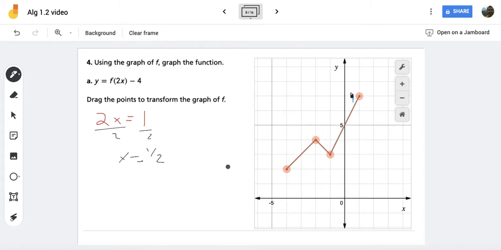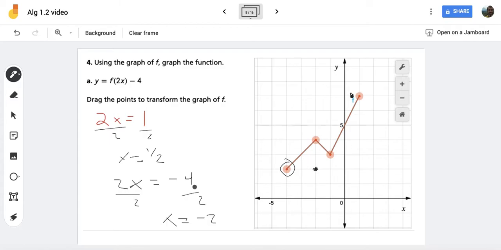And then let's say I want to find out where this point goes. That's at negative 4. So I write 2x equals negative 4. Divide both sides by 2. In fact, it's always dividing by 2, and that's a key. Negative 4 divided by 2 is negative 2. So I know that for my new function, when x is negative 2, right here, it's going to equal the same as it did when it was negative 4. So that's a dot right here.